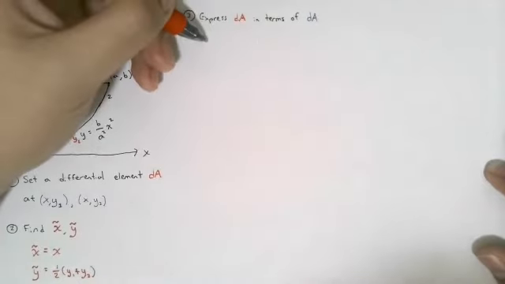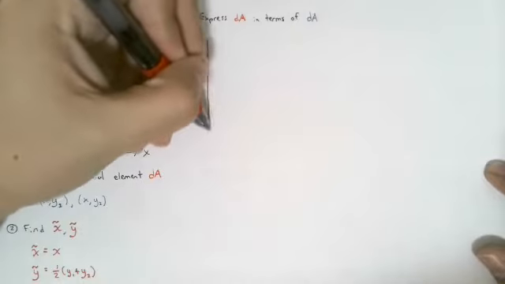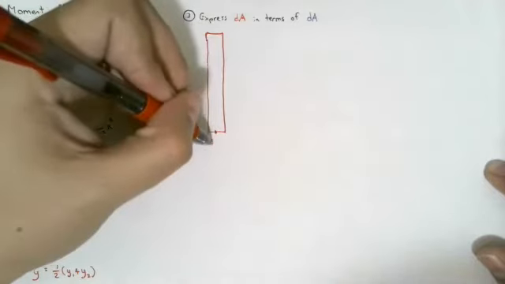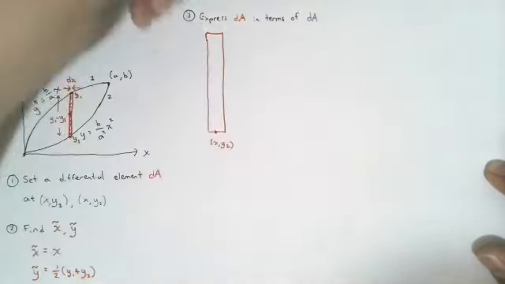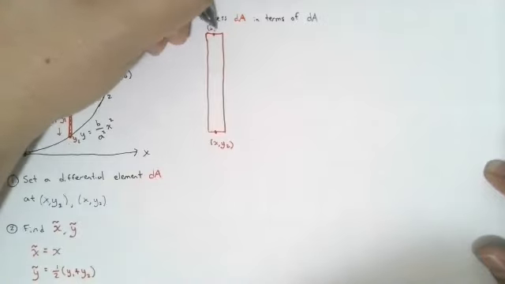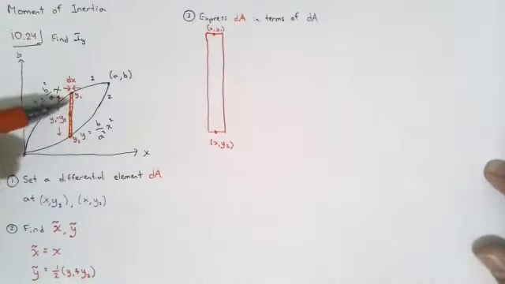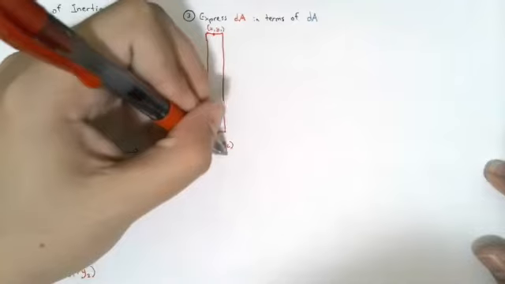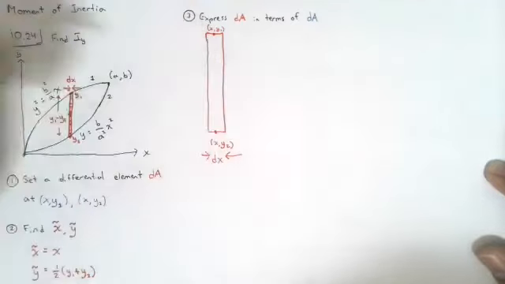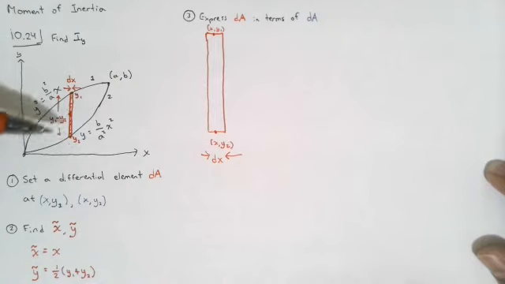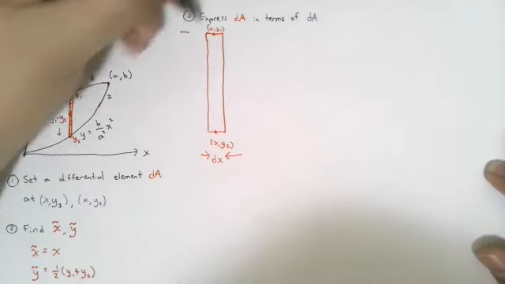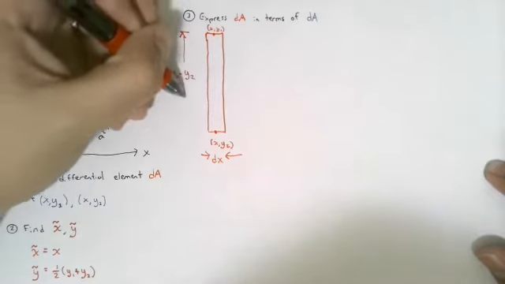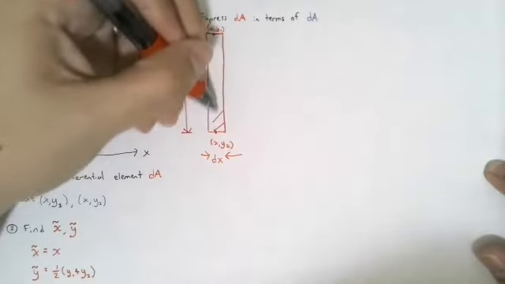Now, I'm going to try to draw the element here just so that we can see it a little bit better. We have an element. This is my point x, y2, and the top is my point x, y1. From the element, we can see that this base has dimensions of dx, and this height has dimensions of y1 minus y2. So that is our differential element and its dimensions.